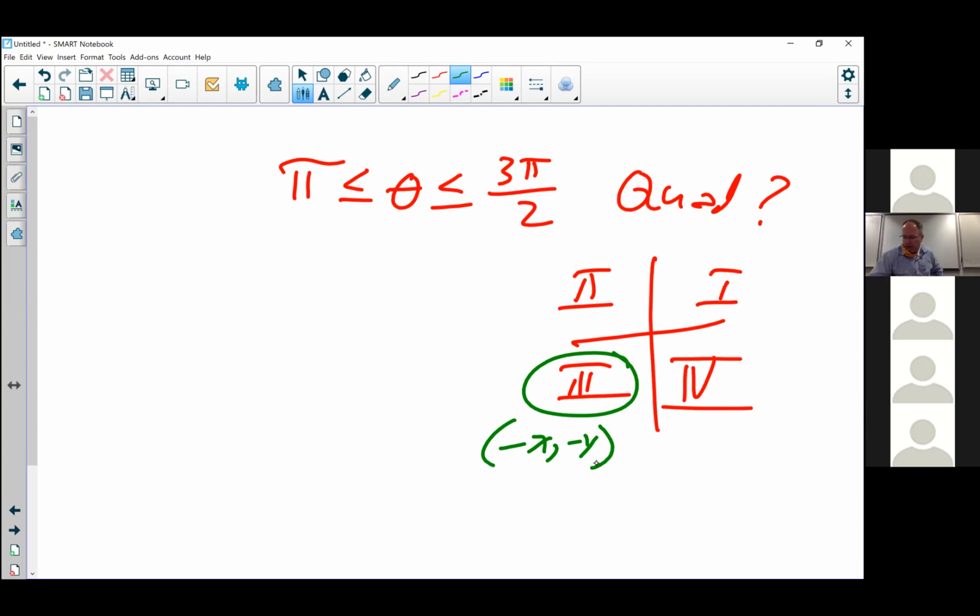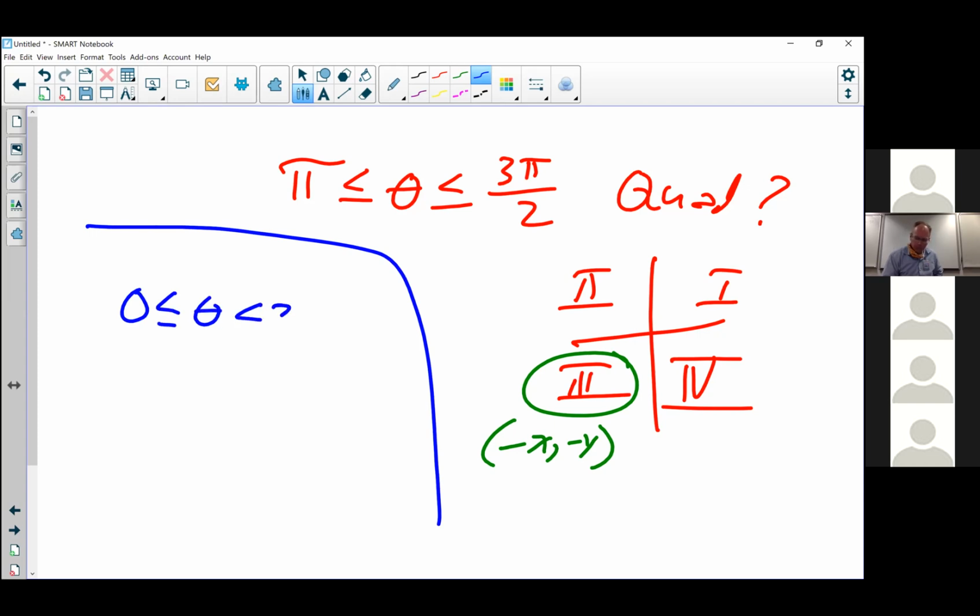But you might have, let's see. Yeah, that would work. What about if I had this quadrant here? Which quadrant is this one in? Or is it in multiple quadrants?